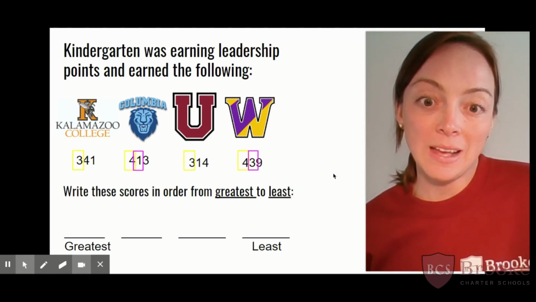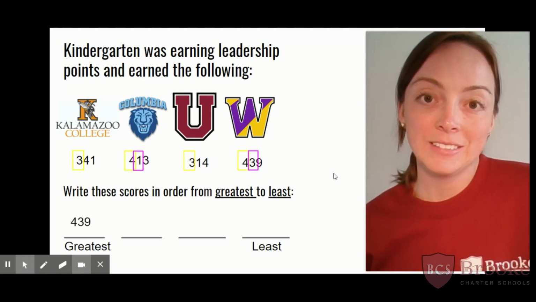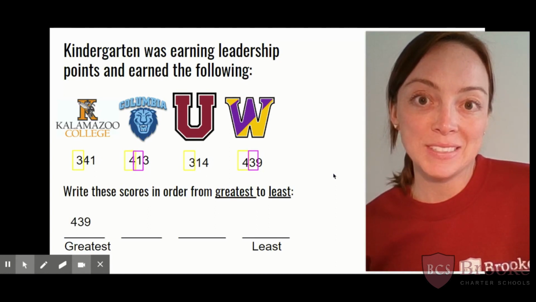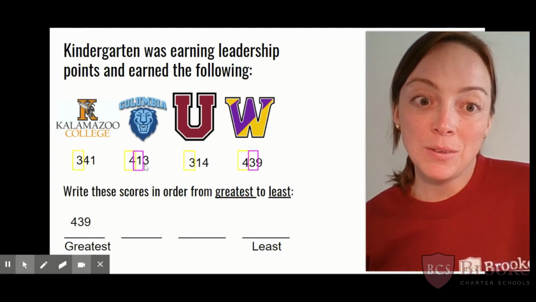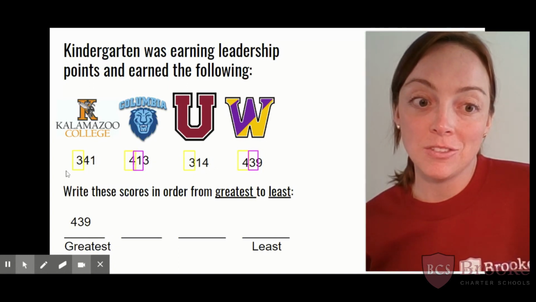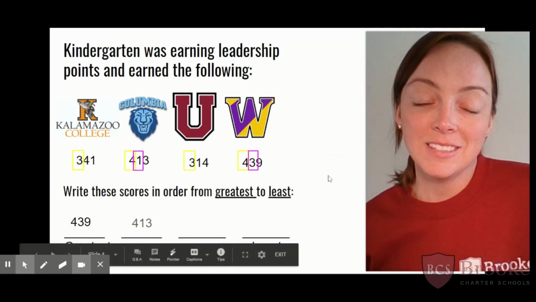That's right, Williams College with 439. So they came in first for the leadership point race. Nice job, Williams. And of course, we know that means Columbia came in second, because 400 is more than 300 and 300. Nice job, Columbia.